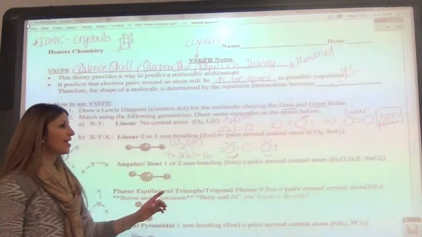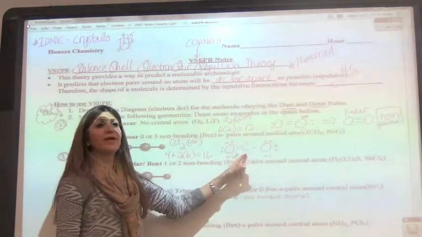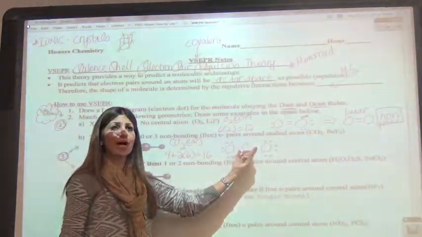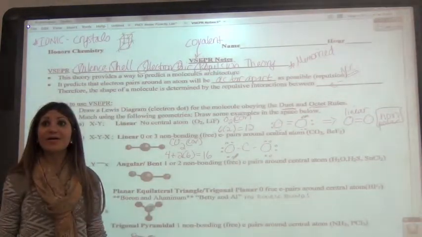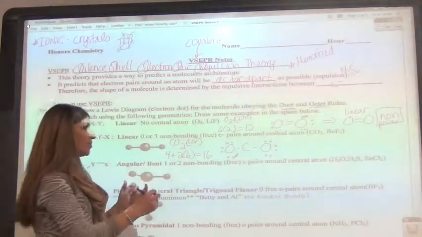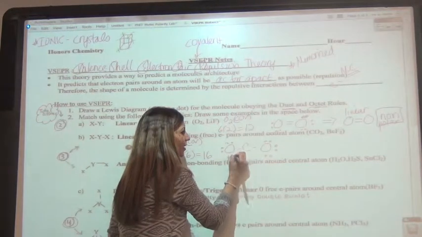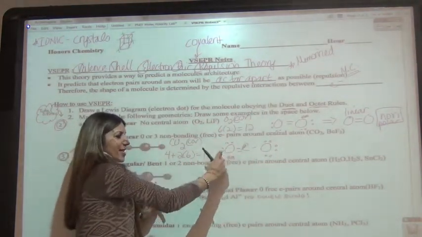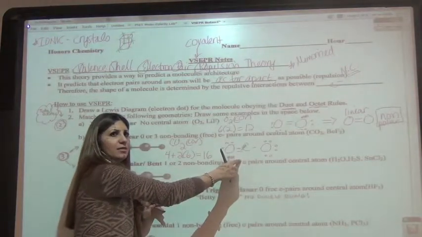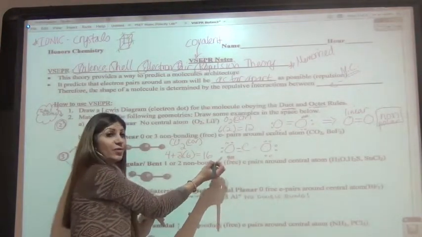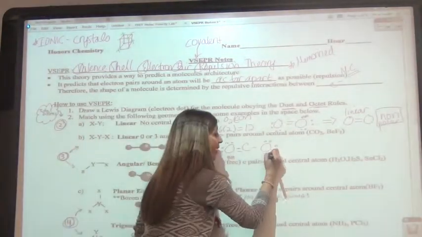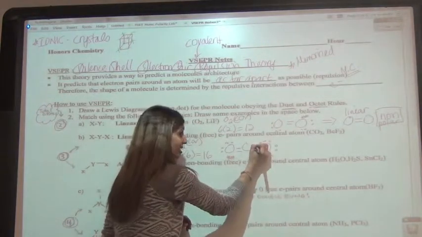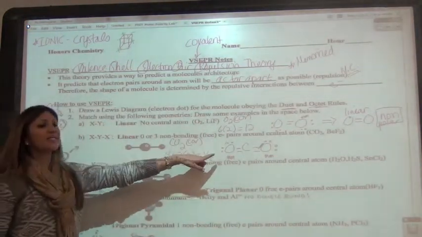No. Who is not stable yet? The carbon. The carbon only has 4 electrons. What do you do? Double bond. Double bond. Awesome. If I take 2 from here and I put them in between there, now this oxygen still has 8, but carbon only has 6. So what do I need to do again? Another double bond.